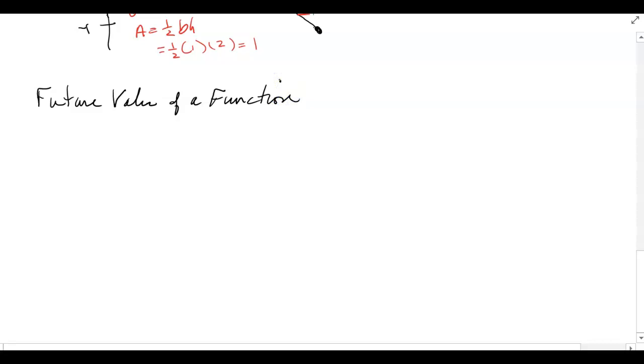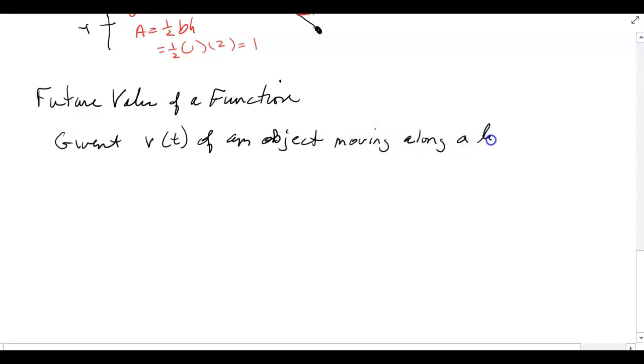And this was also discussed very briefly in Calc 1. But let's suppose you were given a velocity of an object moving along a line with an initial position S sub 0.